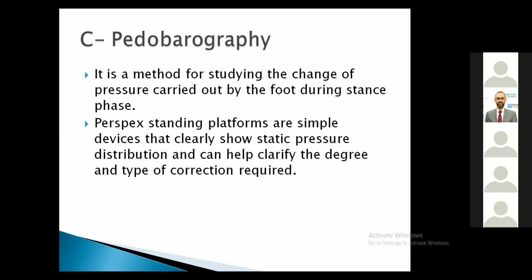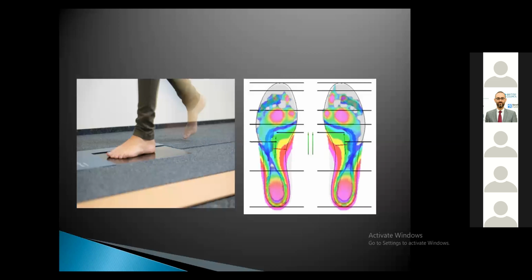Pedobarography is a method for studying the changes of the pressure carried by the foot during the stance phase. Pedoscope standing platforms are simple devices that clearly show static pressure disturbance and can help clarify the degree and type of correction required. This is the pedoscope, the standing plate, and this is the picture of the foot showing different types of pressure upon the foot, and whether it is pronation, supination, or normal.